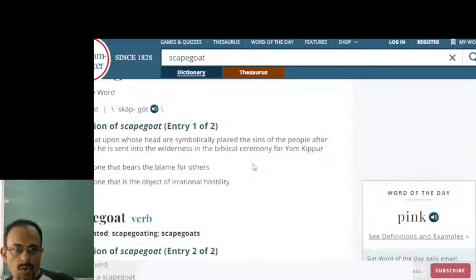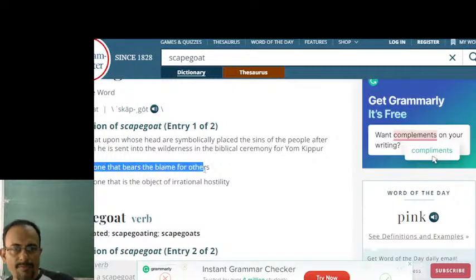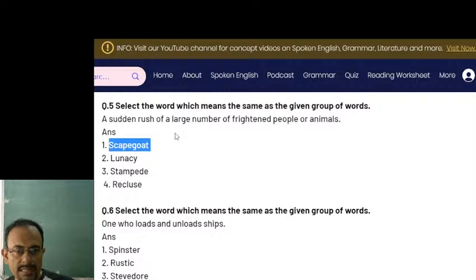See, scapegoat: one that bears the blame for others. If someone hasn't done anything wrong but still is given blame for a particular work, then he is made the scapegoat. So that is the meaning of scapegoat. One that bears the blame for others is called a scapegoat.